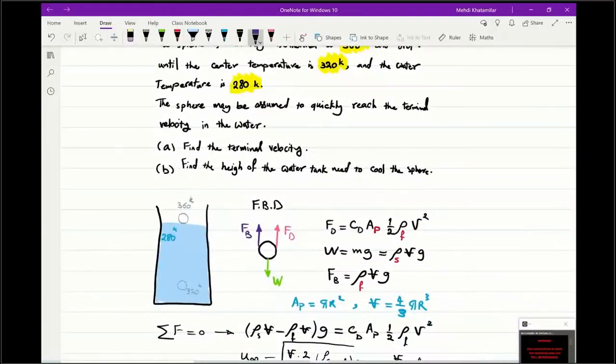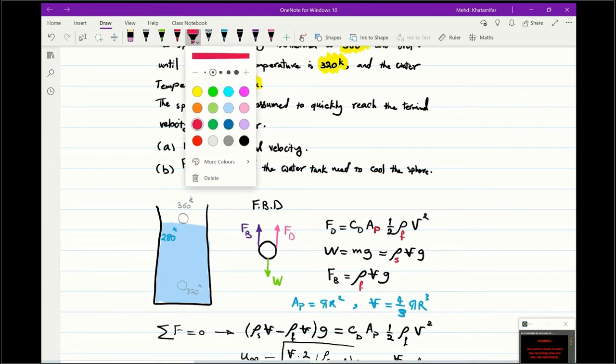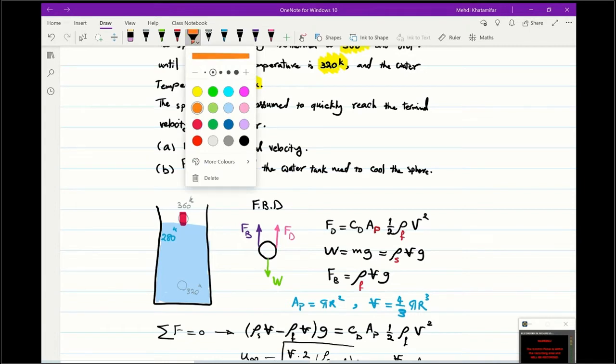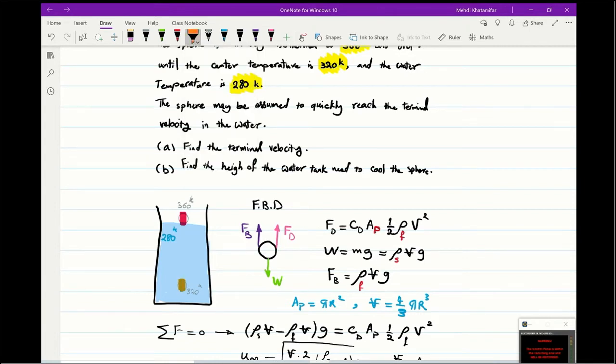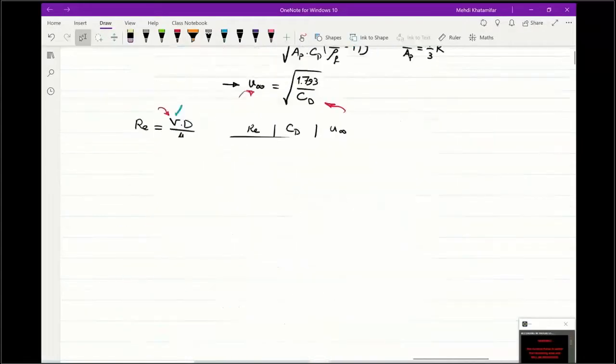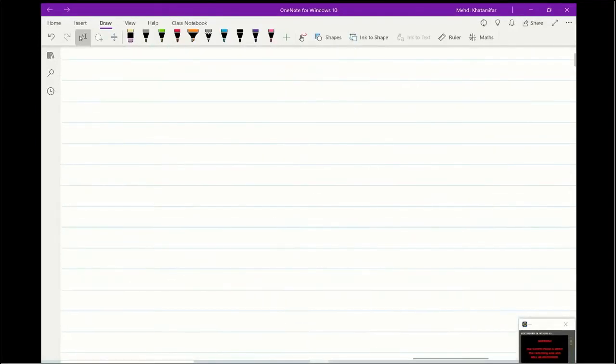The second part says find the minimum height of the tank which we can have for this cooling from the hot one, which is 360 to 320. What is the minimum height which we can have for this phenomenon to happen? So we need to find that height. Okay, let's see how we are going to investigate that.